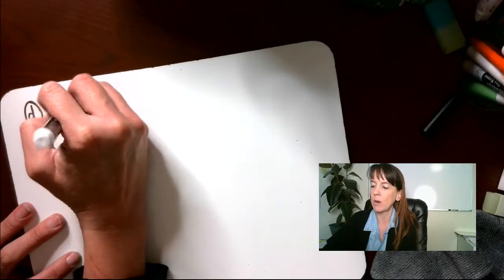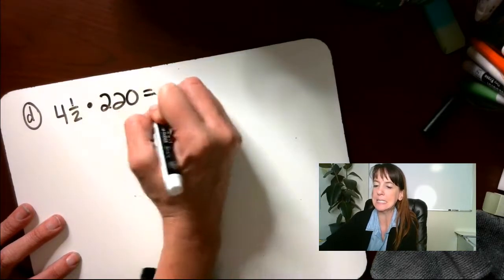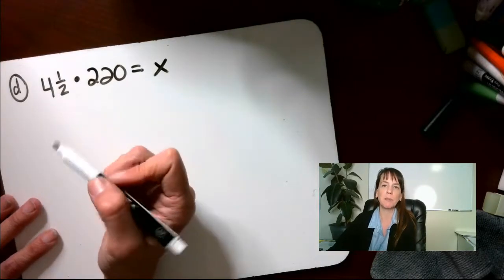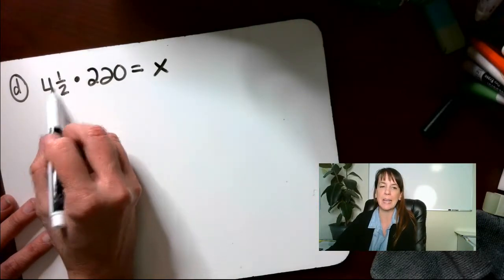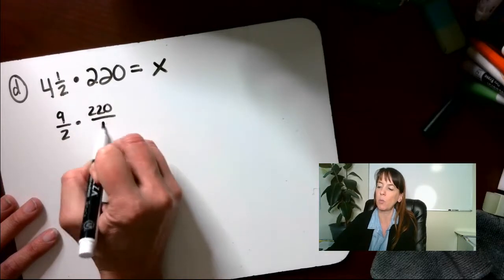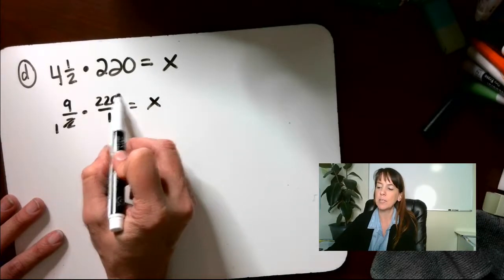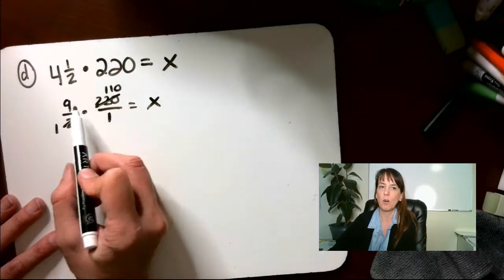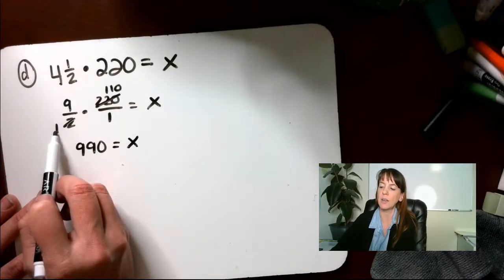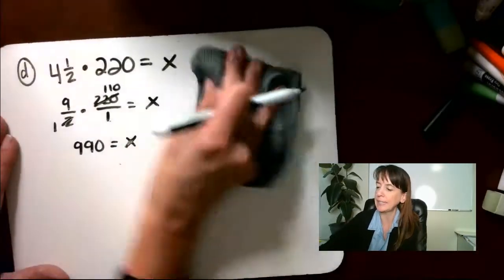D is 4 1/2 of 220 is what number? All right. So again, we have to put this into an improper fraction. 2 times 4 is 8, plus 1 is 9 over 2, times 220 over 1 equals x. Divide this by 2, I get 1. Divide this by 2, I get 110. 110 times 9 is 990 equals x. On the bottom, 1 times 1 is just 1, right? Good.